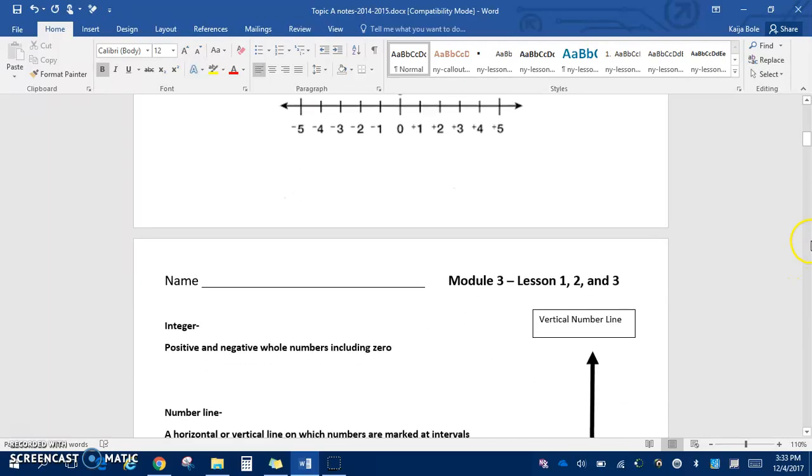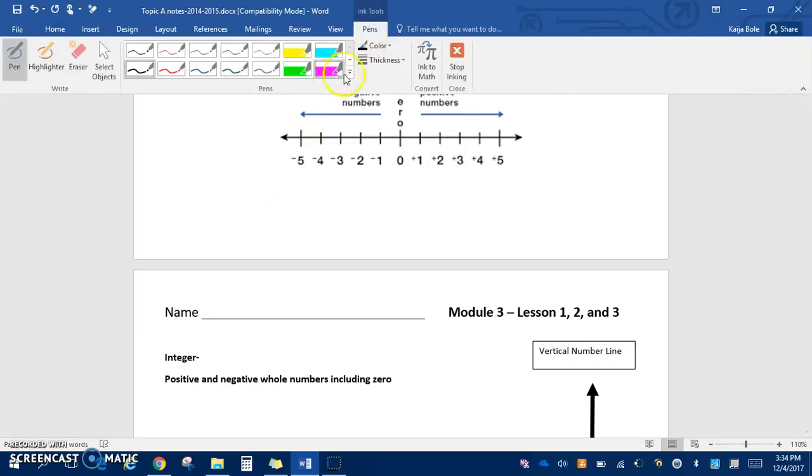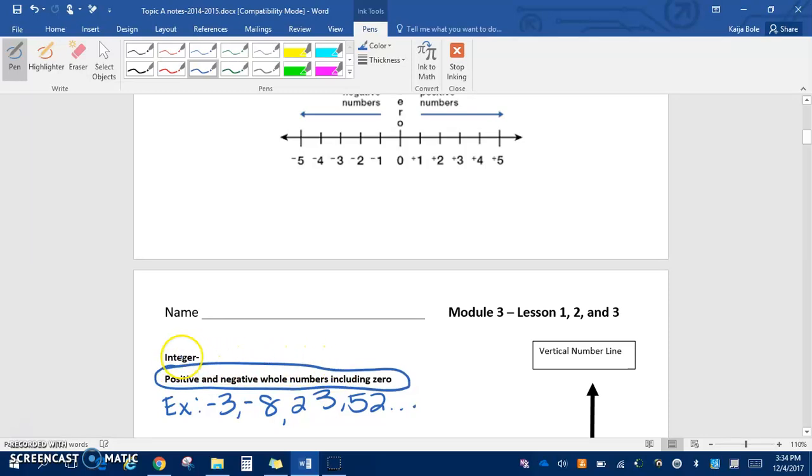For integer, an integer is positive and negative whole numbers, including 0. Some examples of that would be -3, -8, 23, 52, anything along those lines. So please make sure that you have this definition written down. That's what needs to be in your packet. Alright, so that's an integer.